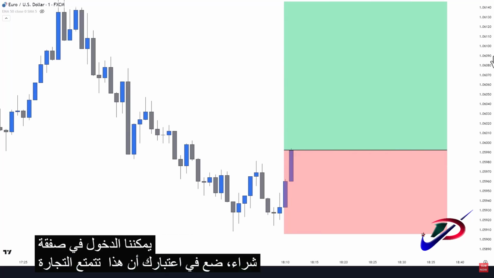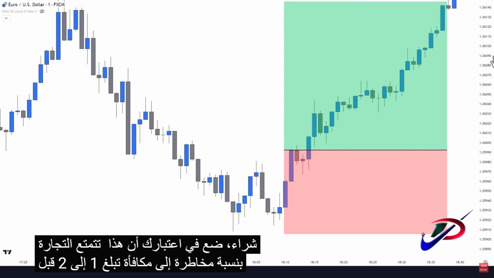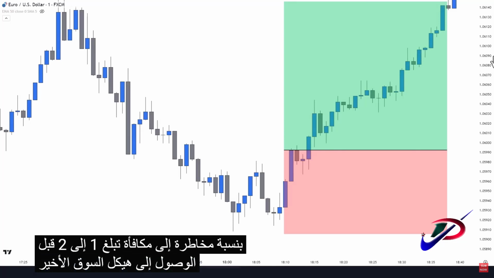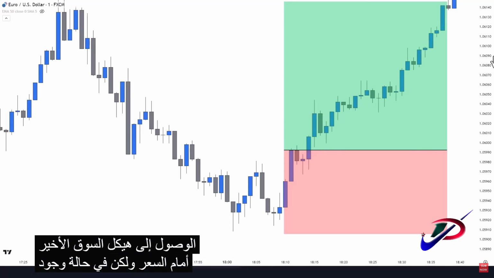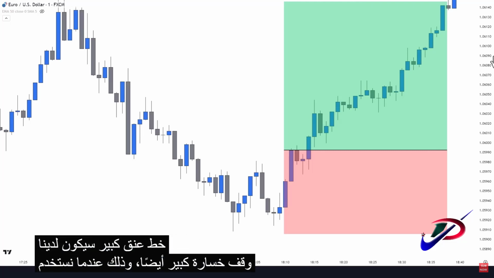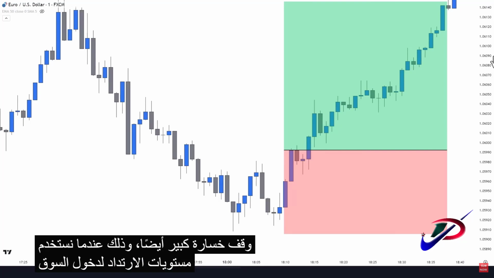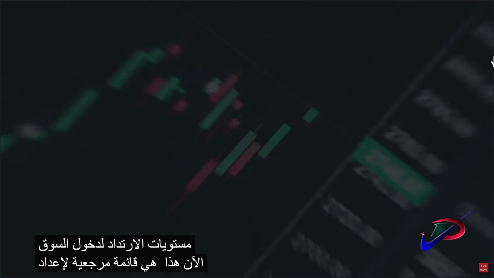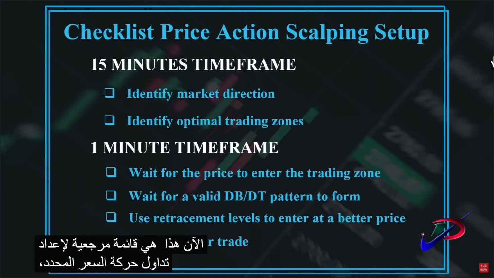Keep in mind that this trade has a 1-to-2 risk-to-reward ratio before reaching the recent market structure in front of the price. But in the case of a large neckline, we would have a large stop loss as well. So that's when we use retracement levels to enter the market. Now, this is the checklist for this specific price action trading setup.